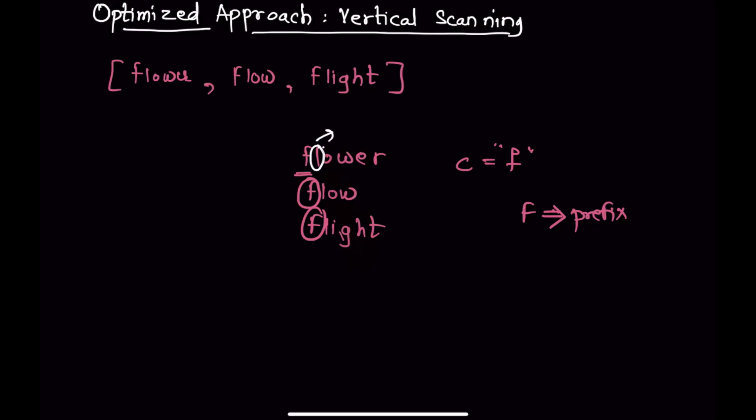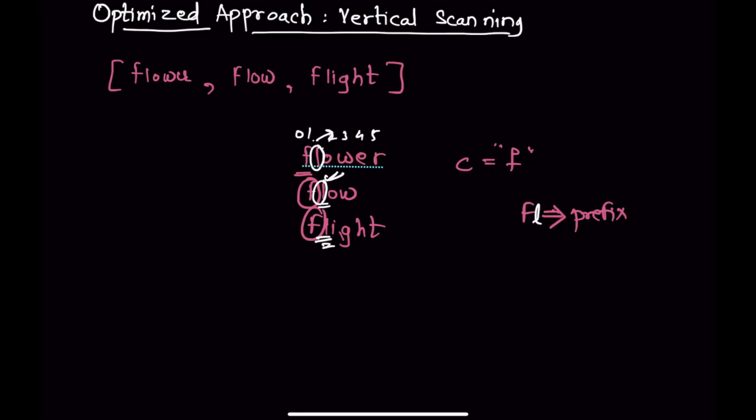We will check L at this position on every string with the same position itself. Like we have this L at first position. For the first position in every string, we'll check if L is present or not. For flow, L is present. For flight, L is present. That's why our potential prefix will become FL now.